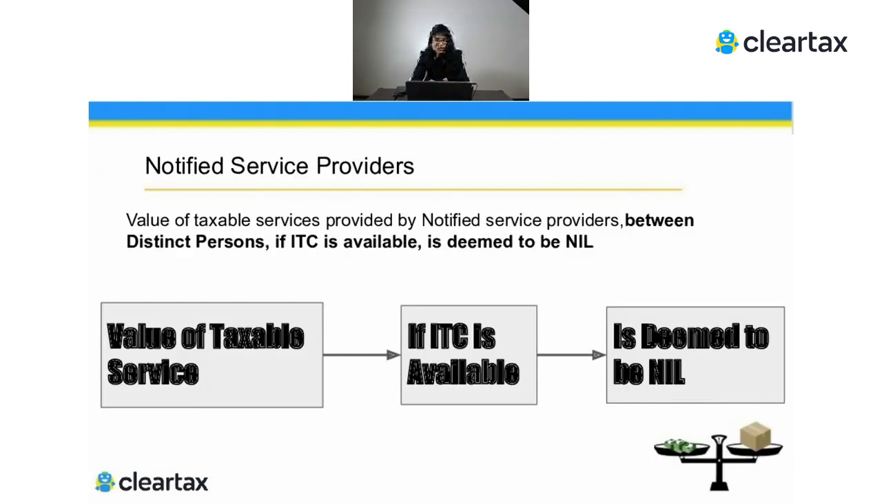Apart from that, there is the notified service provider, which is again important. Here it says the value of taxable service provided by the notified service provider between distinct persons. When I say distinct persons, it means two different GST registrations under the same PAN. If ITC is available, then the value is supposed to be nil. So if we are providing services, one thing is that the services are provided only for taxable services and not for goods. Second, the other party is eligible to claim the ITC and it is between distinct persons, then the value of taxable services will be deemed to be nil.